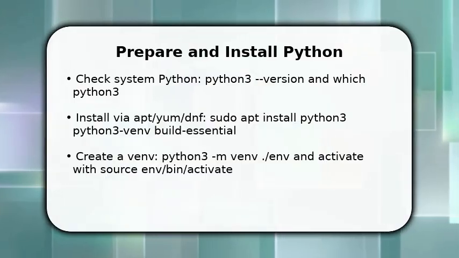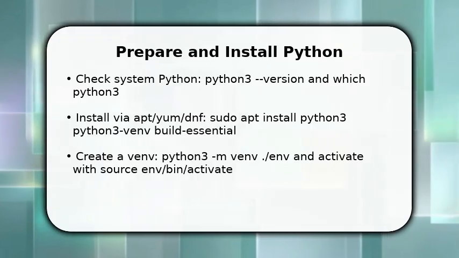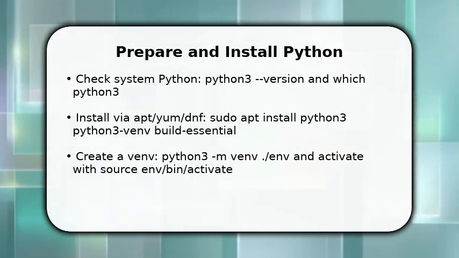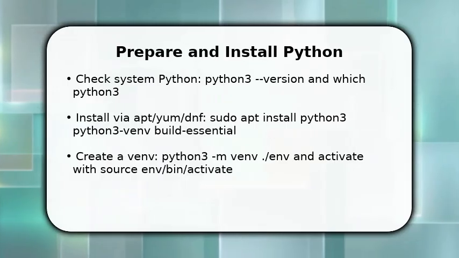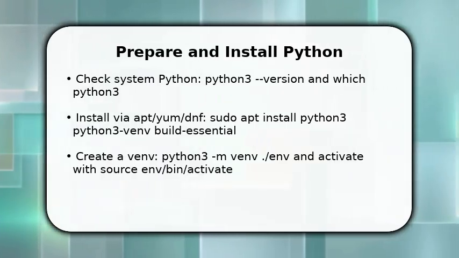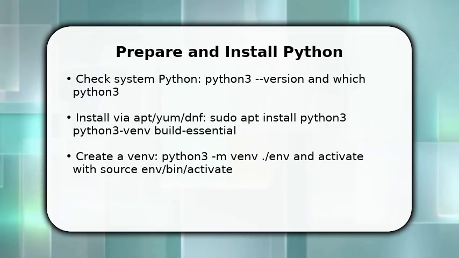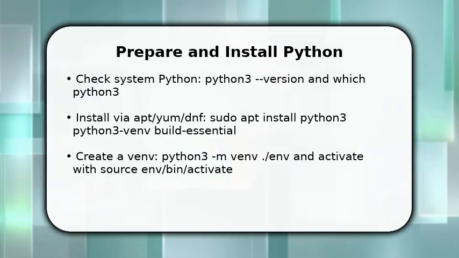You start by confirming prerequisites. Check python3 --version and which python3 so you know what the system provides. Next, install packages with your package manager. For Debian/Ubuntu use sudo apt install python3-venv build-essential.